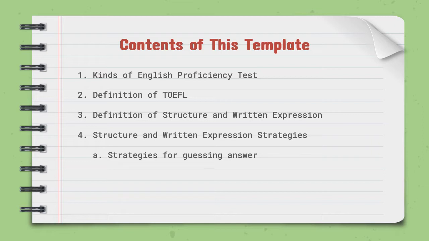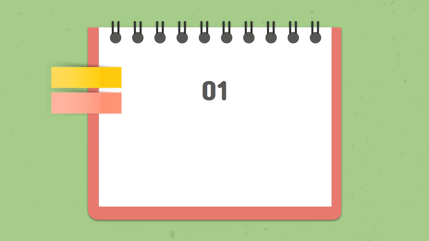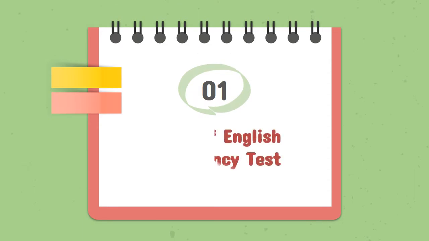And it is divided into two parts. First is strategies for guessing answer, and the second one is tips for guessing answer. And the last one is using the guessing tips. Okay, let's begin with number one. Kinds of English proficiency test.